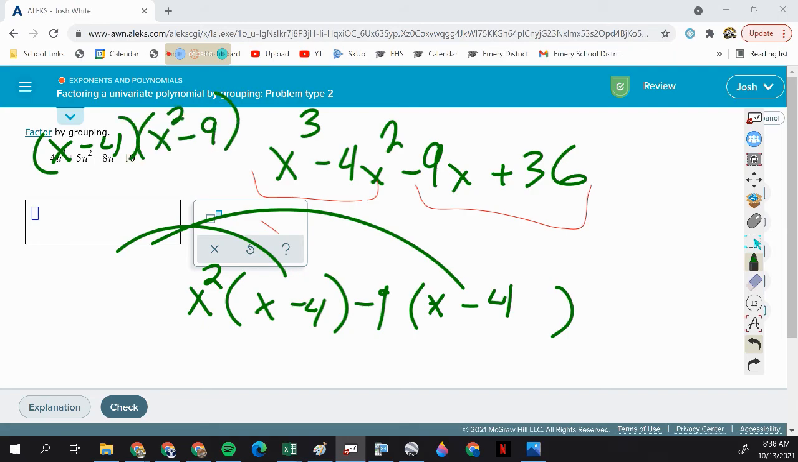Now what? This one is a difference of perfect squares. So we get x minus 4, and then we break the other one down into its conjugates. All right, let me make sure that's everything.